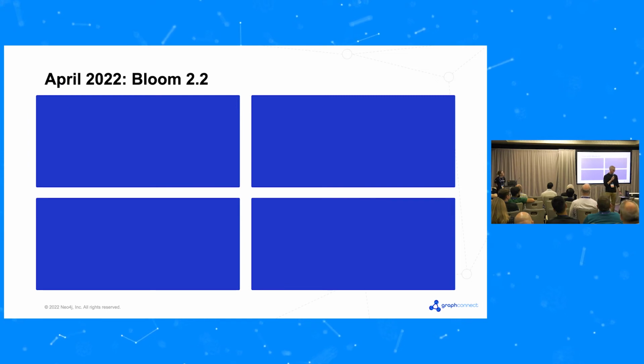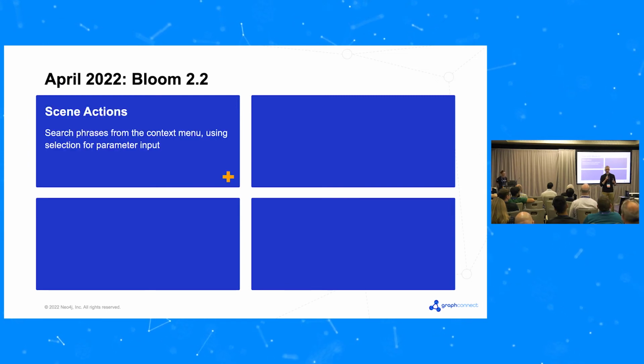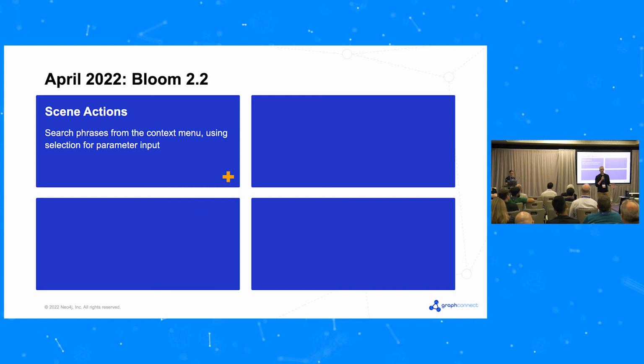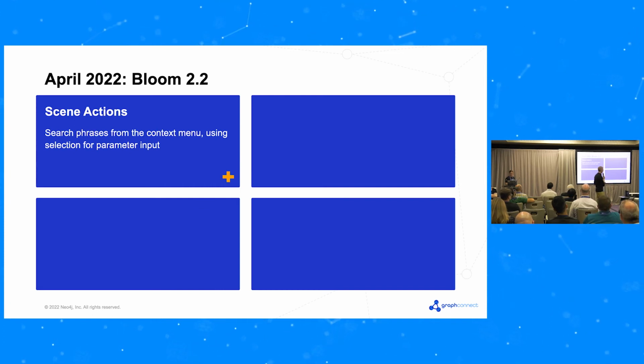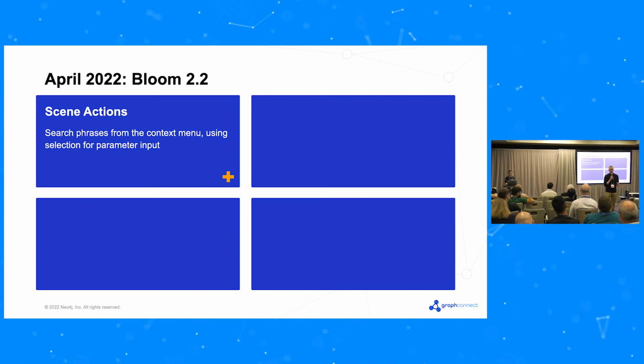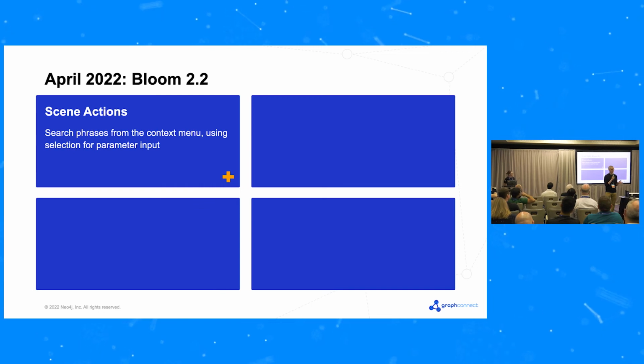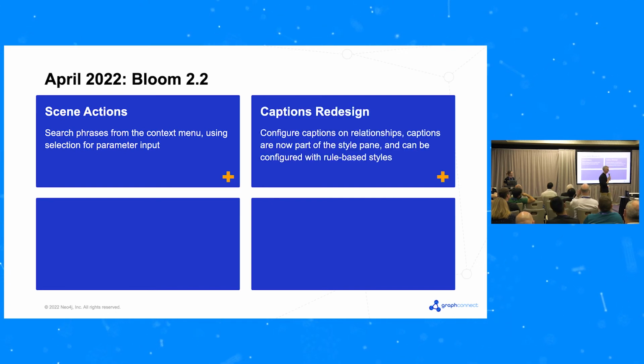Now that takes us to Bloom 2.2, which is the most recent version of Bloom that's been released. We do have 2.3 coming out, hopefully next week. In 2.2, we introduced scene actions that I mentioned. It's an extension of search phrases, and it's found under what we call saved Cypher now. So you have search phrases that are invoked from the near natural language search bar, or scene actions that are invoked from the context menu. And I'll talk a bit more about that in a couple of slides.